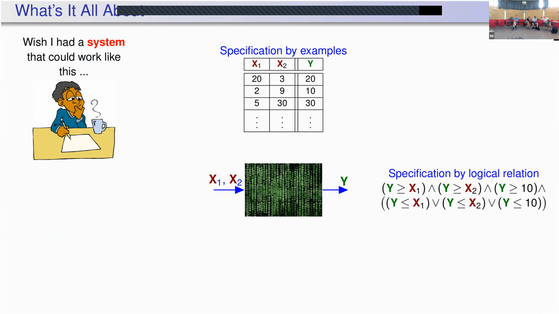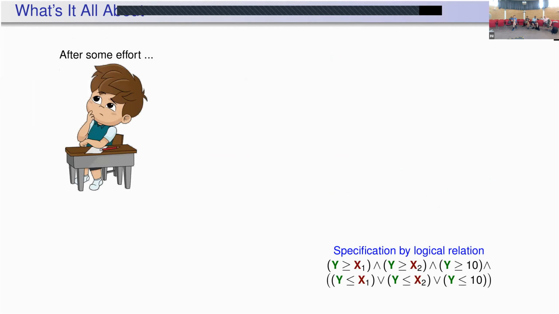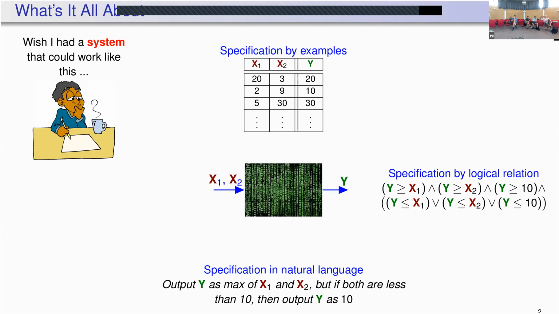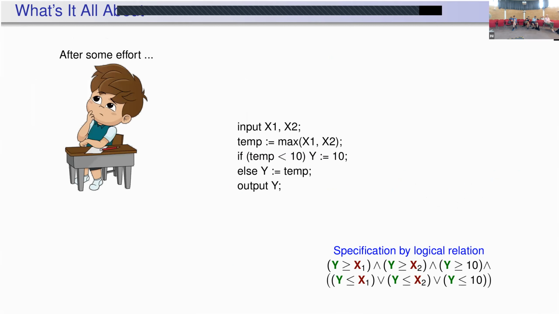I could also give a logical relation between the inputs and the outputs, something like this. Or I could describe the specification in natural language, depending on the setting and the people you're interacting with. You could look at any one of these specifications. We'll primarily focus on this one, where we have a logical relation giving how the inputs and outputs should be related. And then maybe after some effort, you find a program like this.